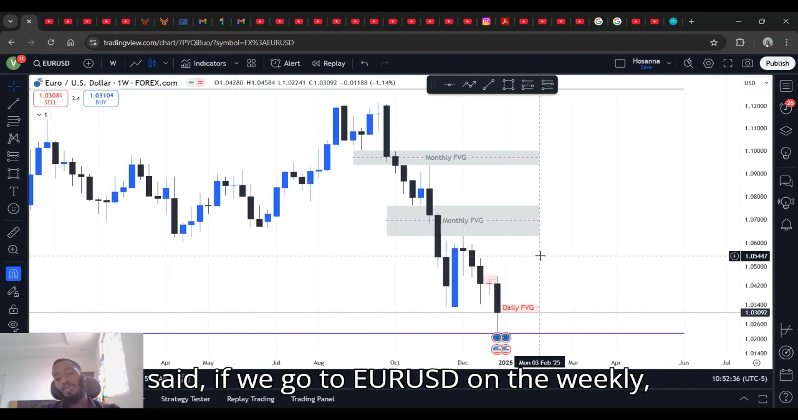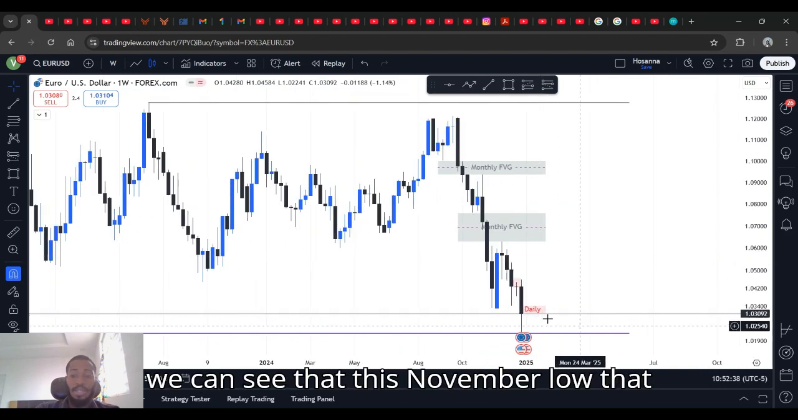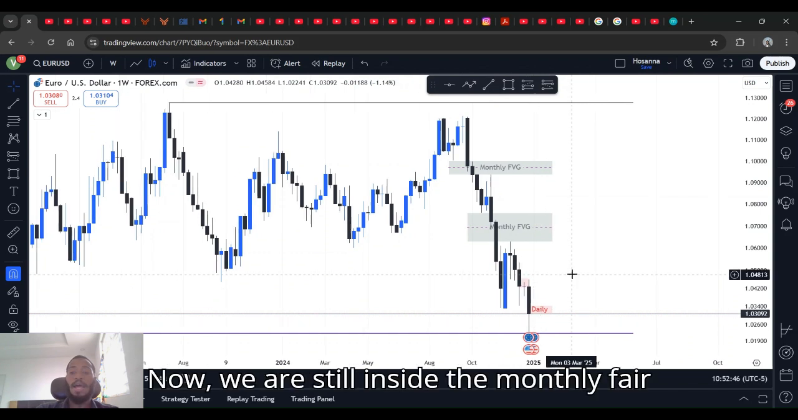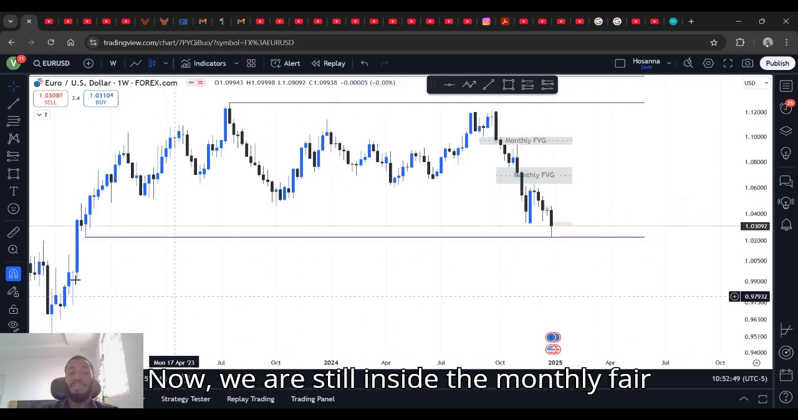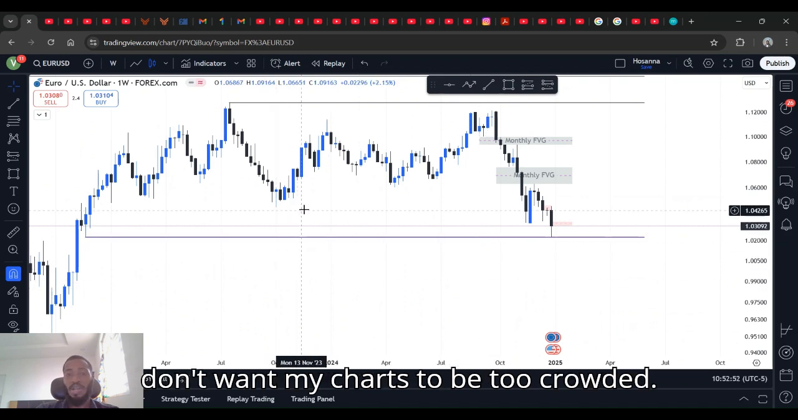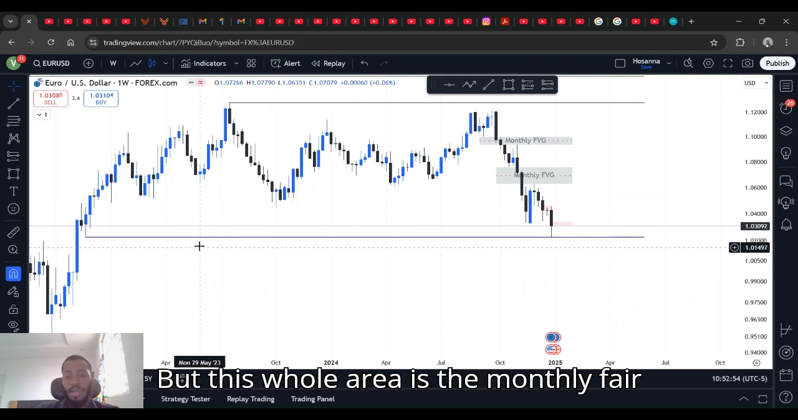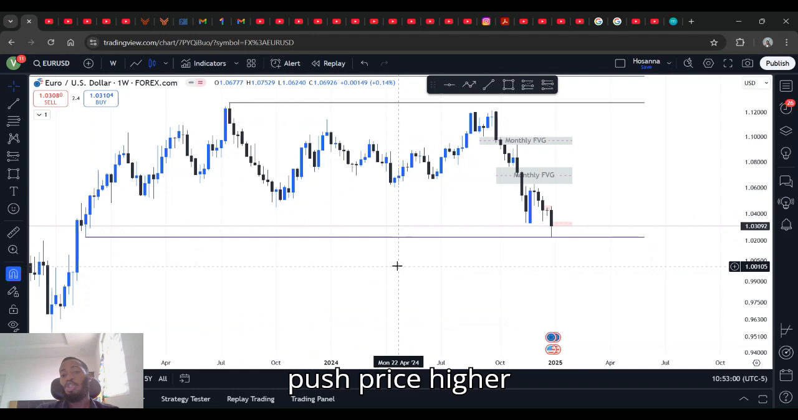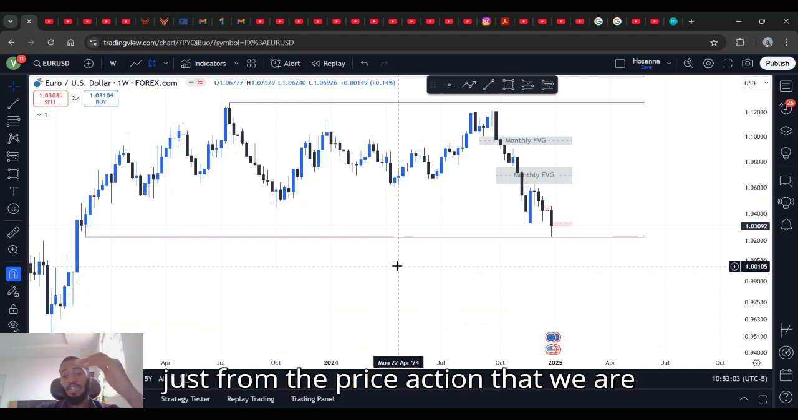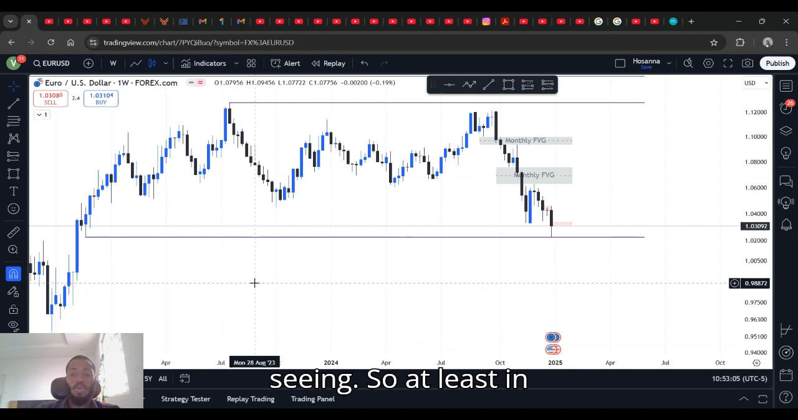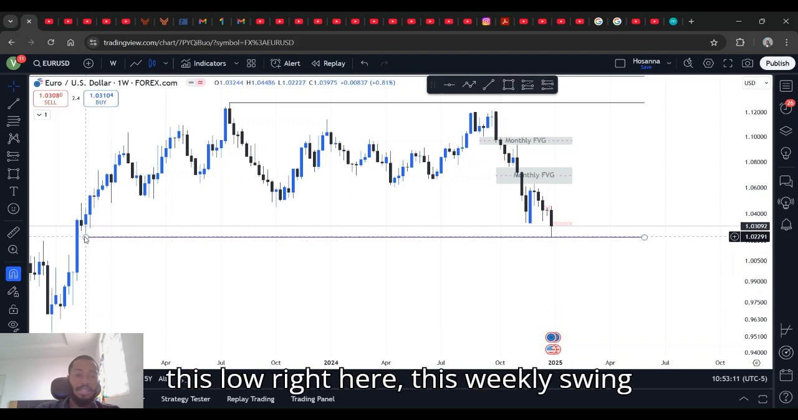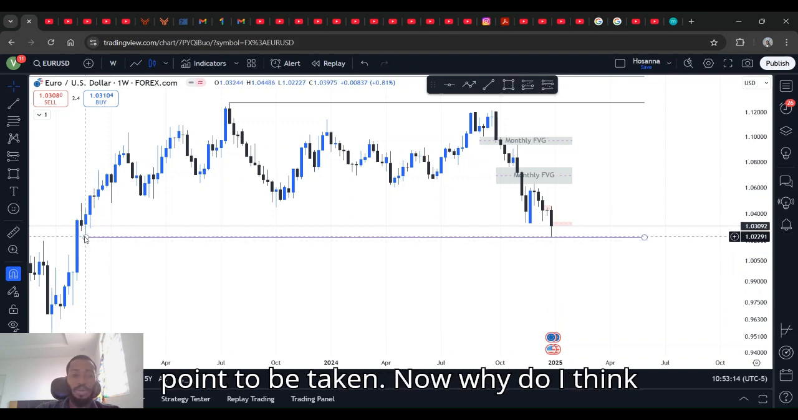That said, if we go to Euro USD on the weekly, we can see that this November low that was created has been traded through and closed below. Now, we are still inside the monthly fair value gap. I've taken it off because I don't want my chart to be too crowded. But this whole area is a monthly fair value gap. Another reason I've taken it off is because I'm not anticipating it to push price higher just from the price action that we are seeing. So at least in the short term, I'm anticipating this low right here, this weekly swing point, to be taken.